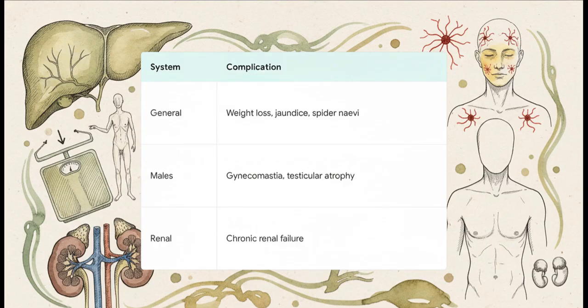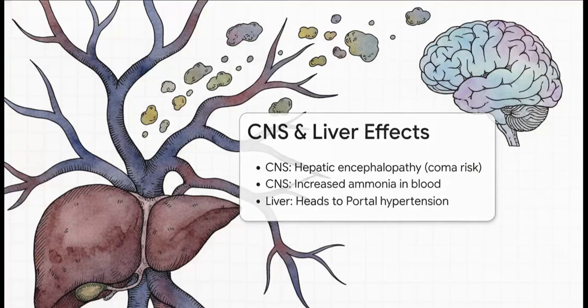In males, this severe endocrine disruption manifests as gynecomastia and testicular atrophy. It can even cascade down to the kidneys, leading to chronic renal failure. It's a total system crash. The central nervous system takes a massive hit too. Because the liver can't clear out toxins, ammonia builds up in the blood. That causes hepatic encephalopathy, which is terrifying because it can eventually push a patient right into a coma.